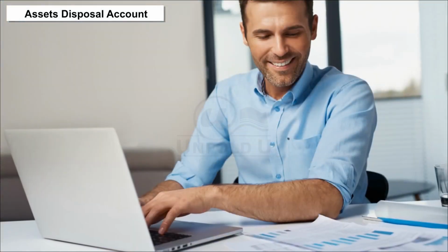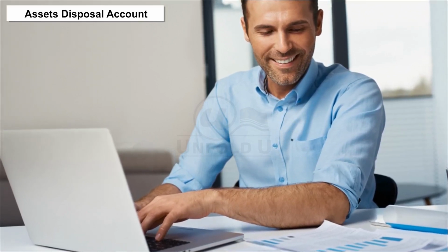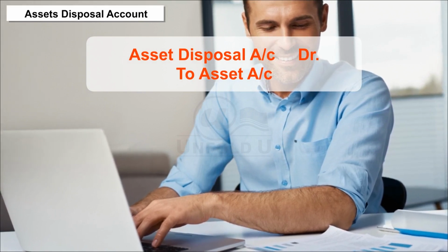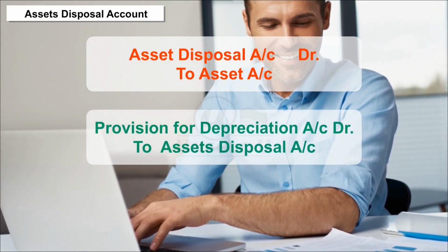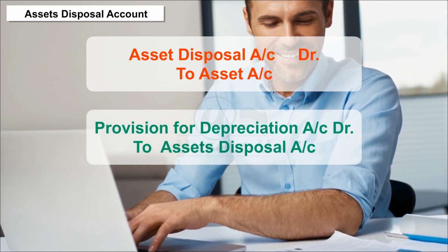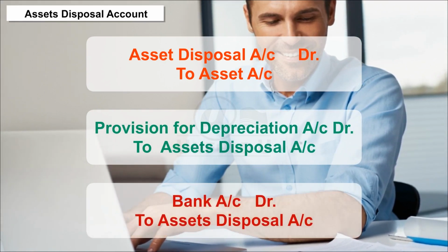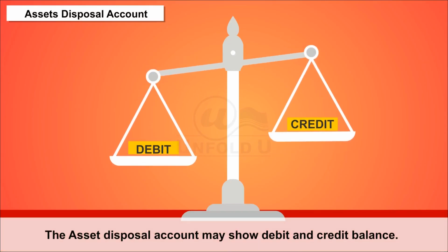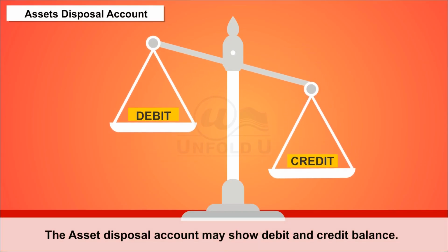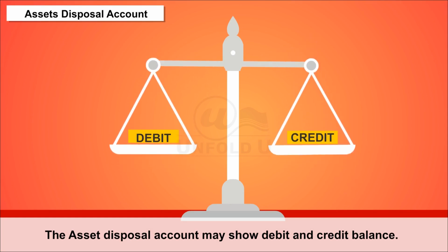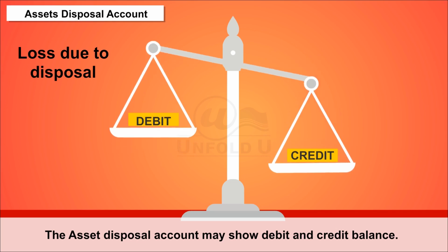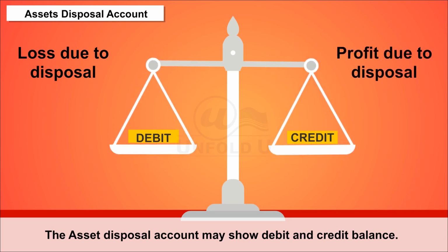The journal entries that would be done for the assets disposal account are: asset disposal account, debit to asset account; provision for depreciation account, debit to assets disposal account; bank account, debit to assets disposal account. The asset disposal account may show a debit or credit balance. The debit balance indicates a loss due to disposal, whereas a credit balance indicates a profit due to disposal.